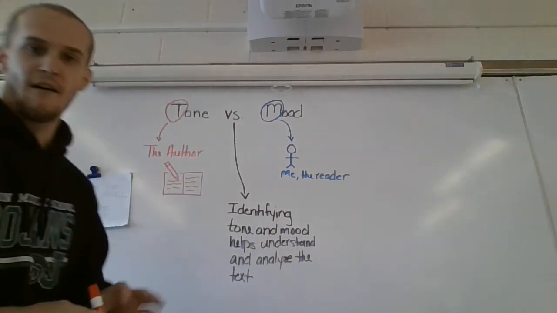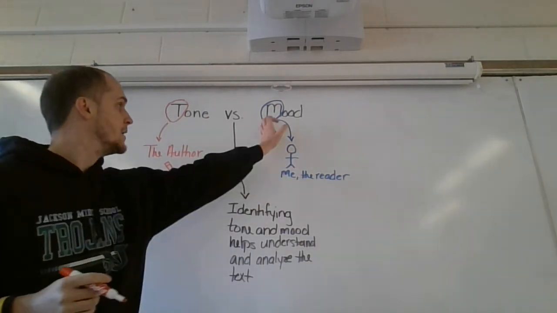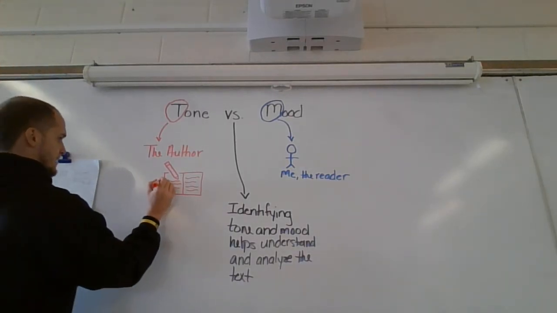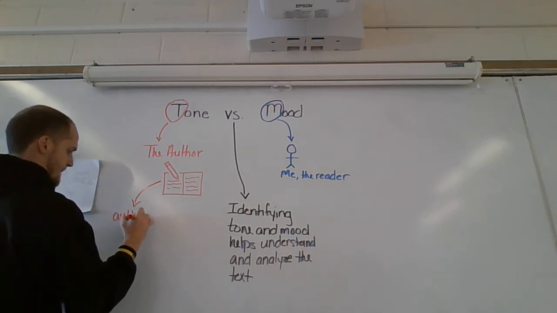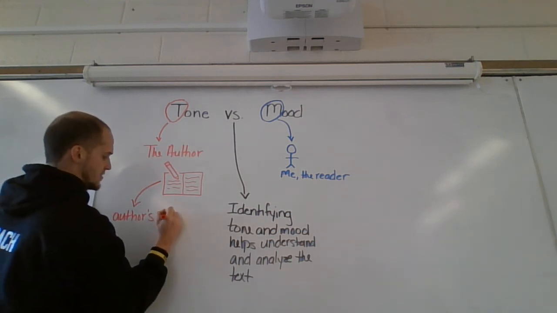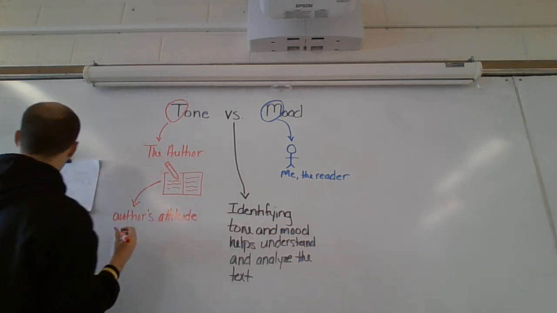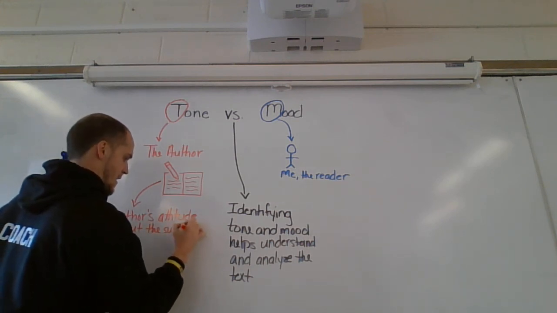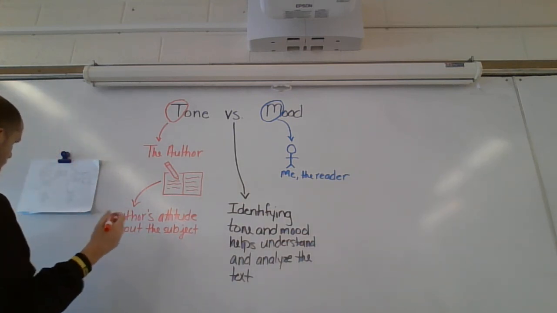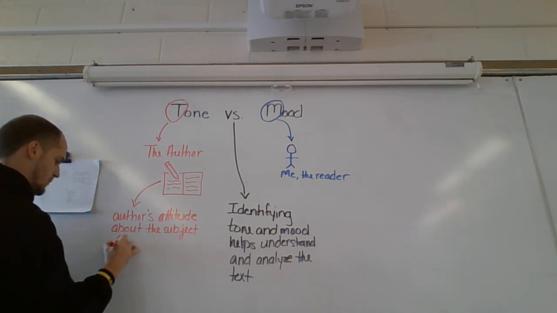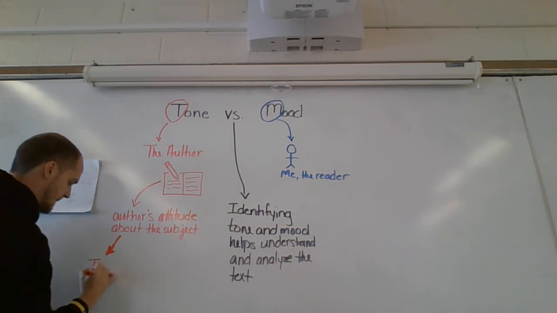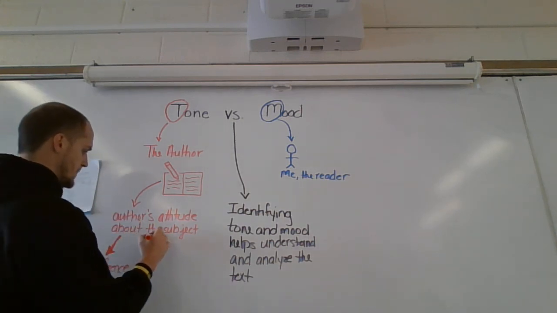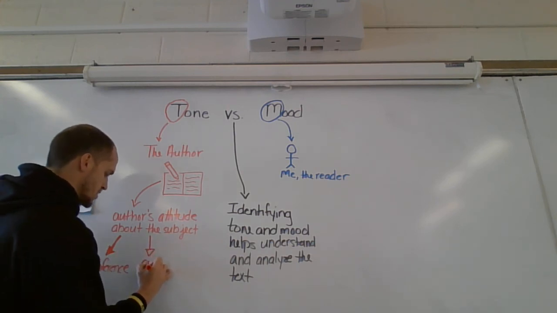And so we're going to go back. We identified that tone has to do with the author. Mood has to deal with you, me, the reader. So tone is the author's feelings, or author's attitude, I'm sorry, about the subject in which they're writing. All right, the author's attitude about a subject. And you have to get here through inferencing. So you make an inference, and you make that inference by looking at author's word choice.